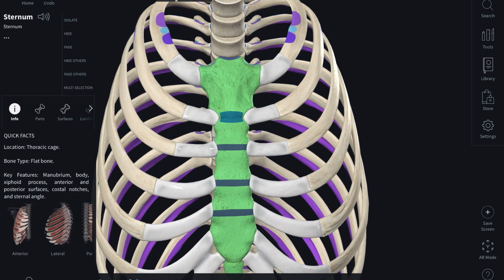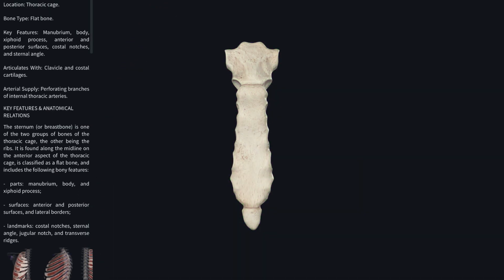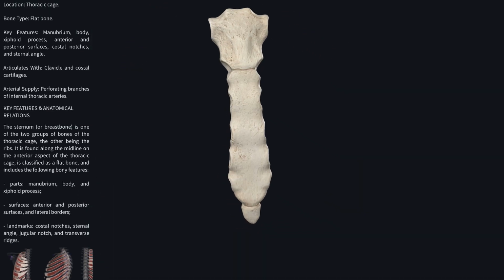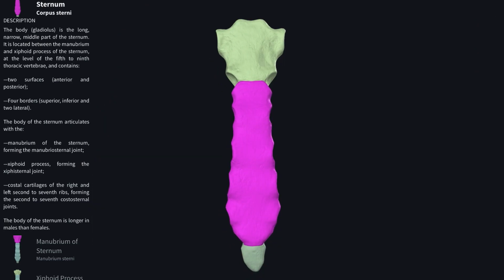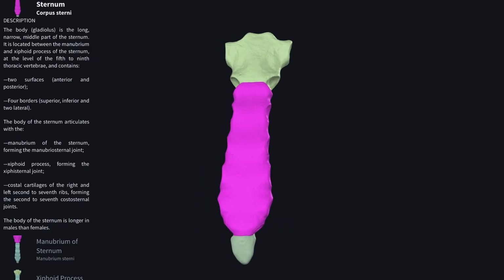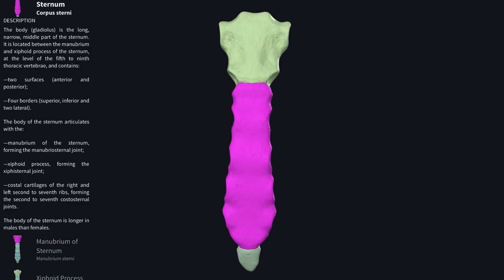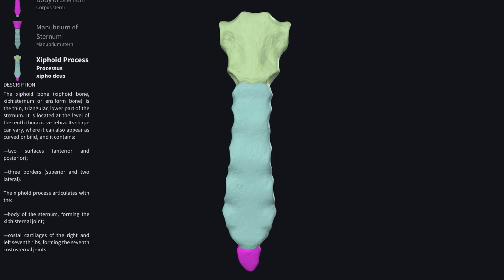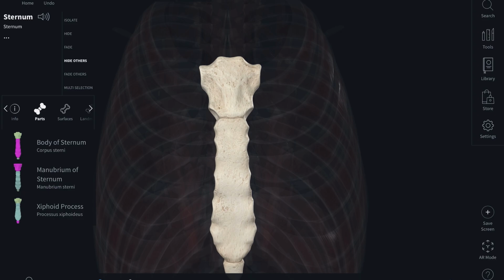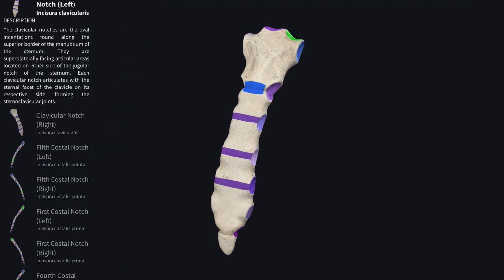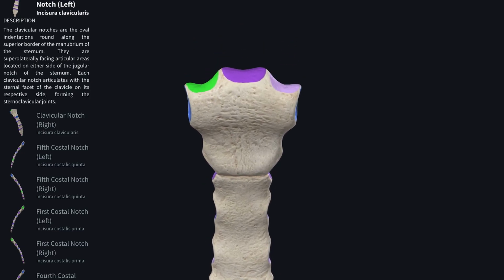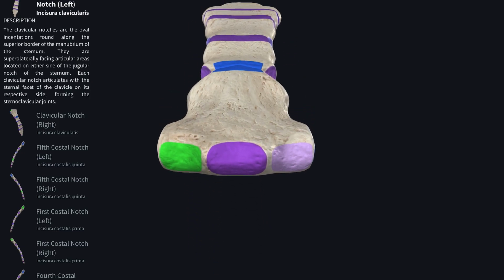So let's pull this out and just look at the sternum for a sec. So our sternum has 3 parts to it. We have our manubrium, we have the body of the sternum, and then we have our xiphoid process. There's going to be specific parts of each piece.